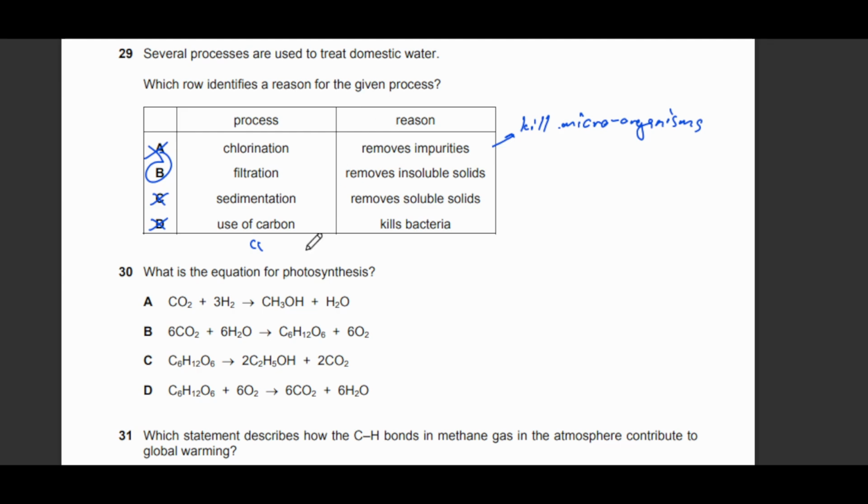Okay, question 30. What is the equation for photosynthesis? So photosynthesis is just the reverse of respiration, right? So if you use a little bit of biology knowledge, photosynthesis is carbon dioxide plus water, you get glucose plus oxygen, right? So what's the equation? You just need to remember CO2 plus 6H2O, arrow, this is glucose, plus oxygen. Okay.